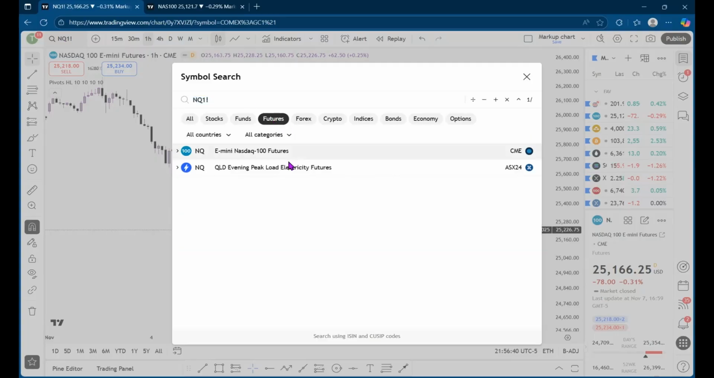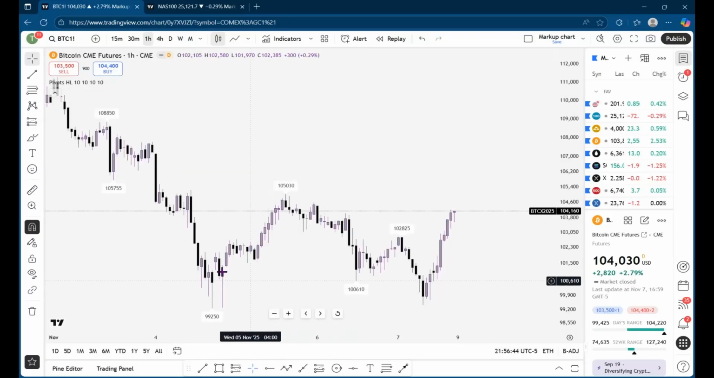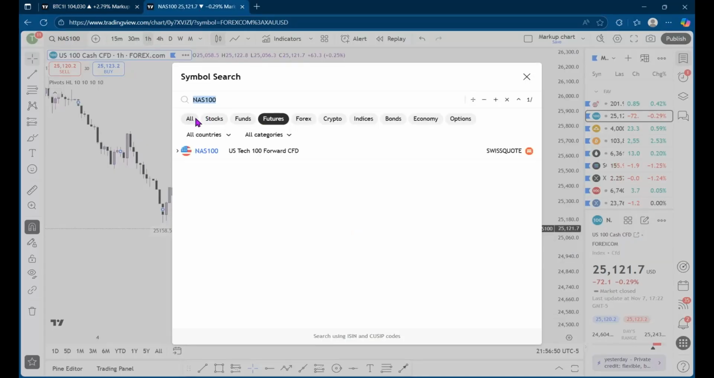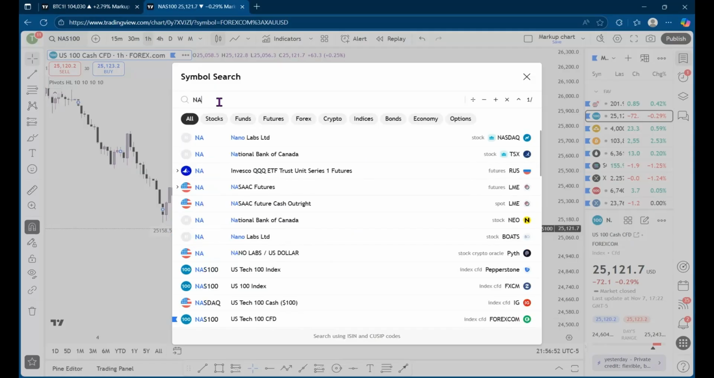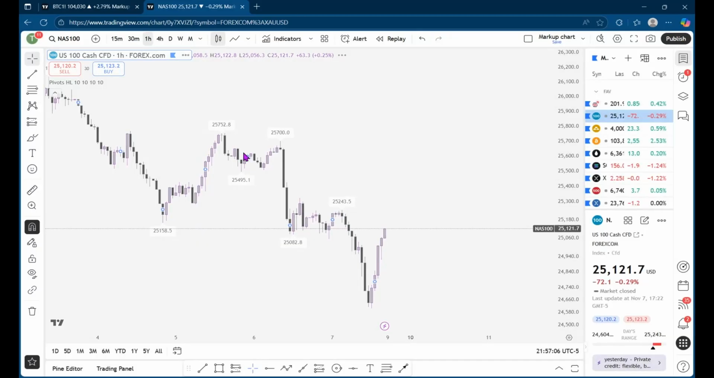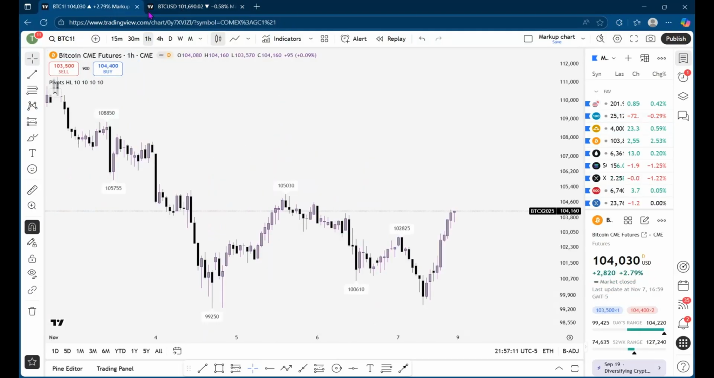We're going to go to futures, and I think I want to do Bitcoin. Okay, so we're going to do Bitcoin futures, and over here on the Forex side, we're going to type in BTC USD. Okay, so this is Bitcoin against the US dollar. Now, there's an option to use the coin-based data. This is the one that we're going to use. Okay, and I'm on the 1 hour here.